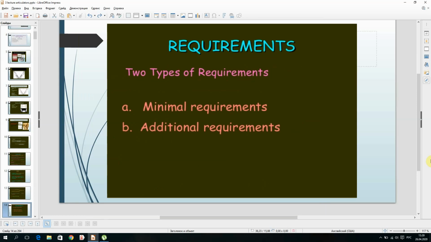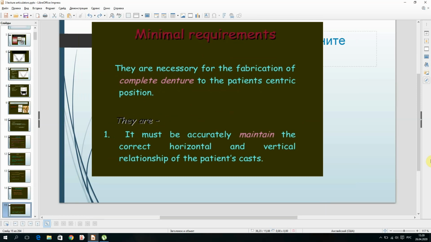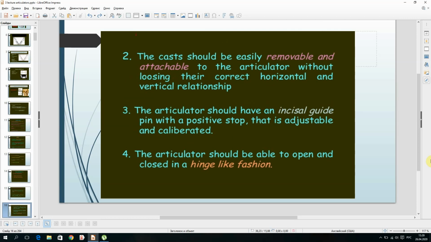Requirements. Two types of requirements. A. Minimal requirements. B. Additional requirements. Minimal requirements are necessary for the fabrication of complete denture to the patient's centric position. First, it must accurately maintain the correct horizontal and vertical relationship of the patient's casts. The casts should be easily removable and attachable to the articulator without losing their correct horizontal and vertical relationship.